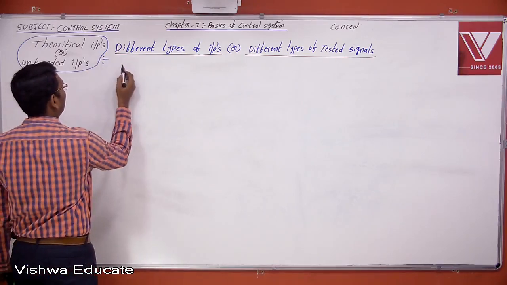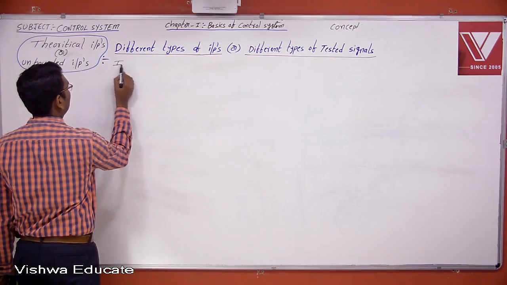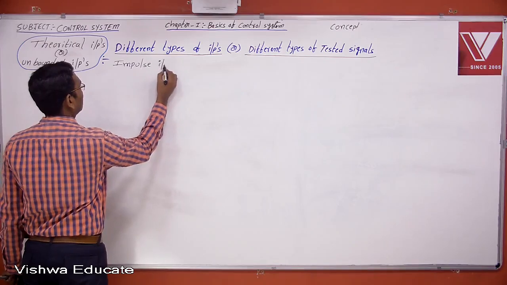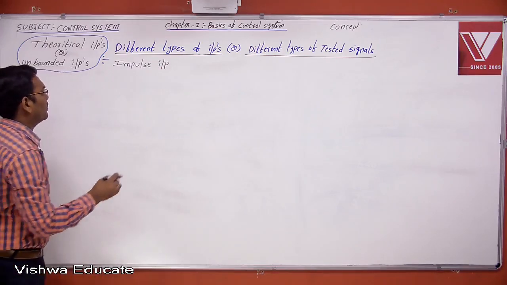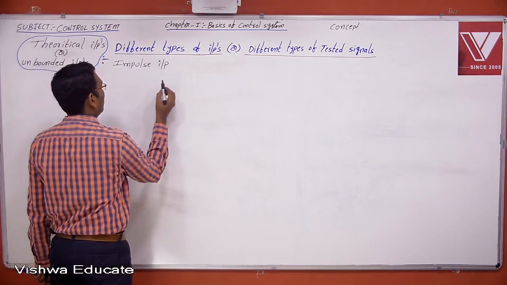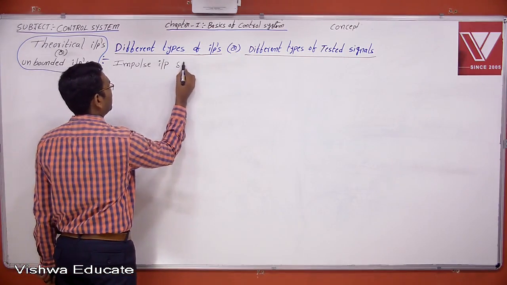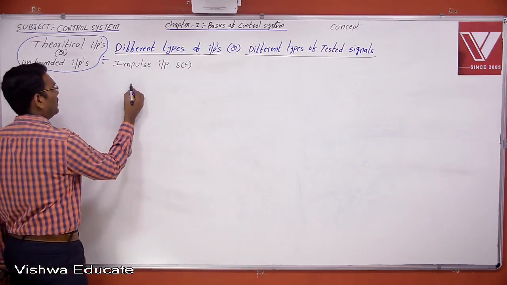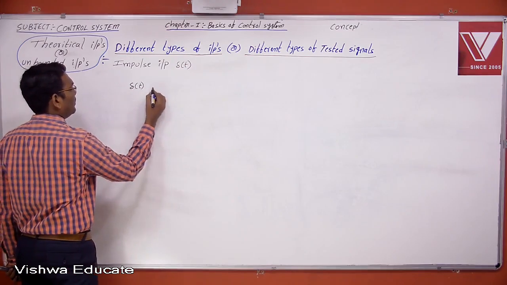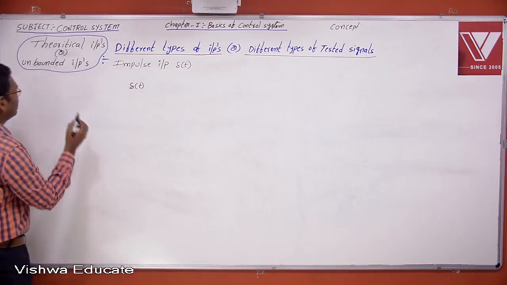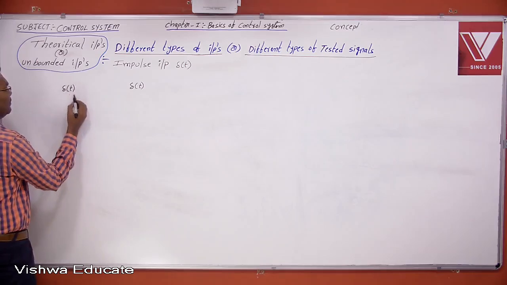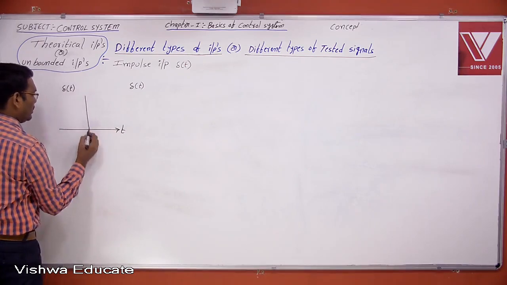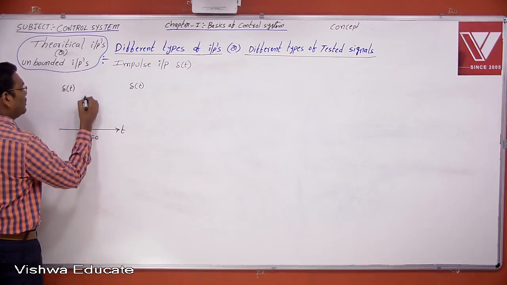Then another theoretical input is nothing but impulse input. Impulse input. Now this is one of the reference inputs, which is an impulse input. Then when I am asking where the impulse is existing, you are all saying the impulse is existing at origin.